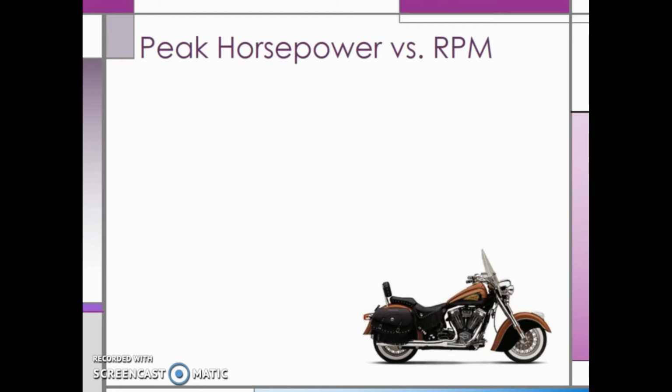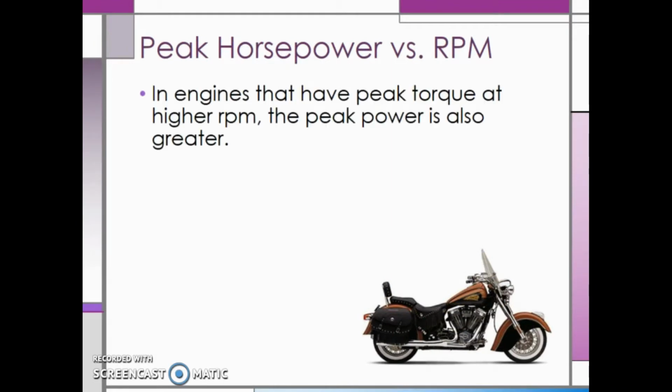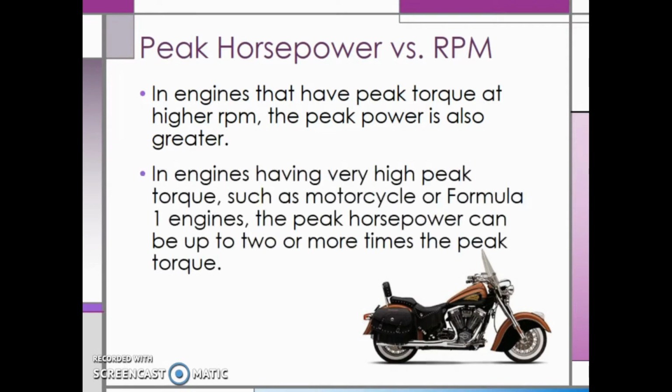In engines that have peak torque at higher RPMs, like our Chevy Impala from before, the peak power is also greater. In engines having a very high peak torque, like motorcycles or Formula One engines, the peak horsepower can be up to 2 or more times the peak torque.